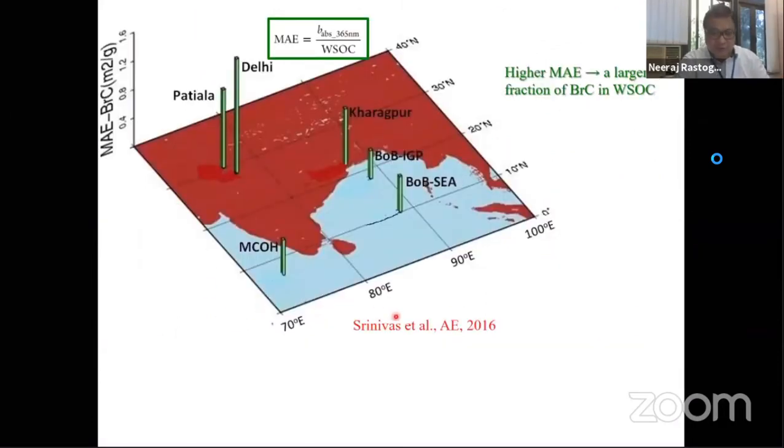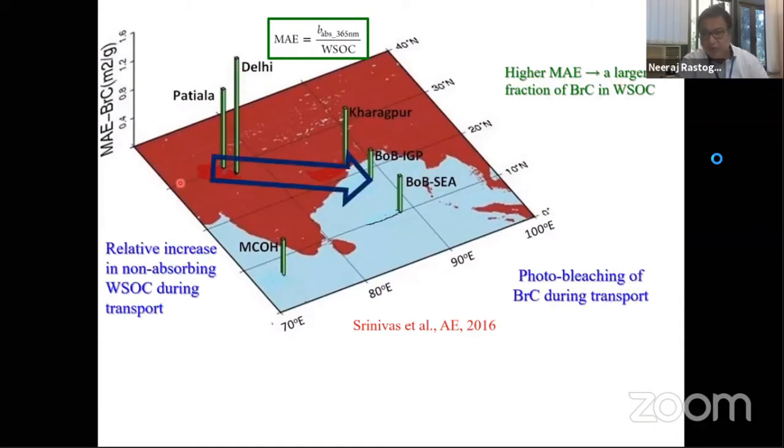So this is the plot from Srinivas et al. 2016, and here we plotted reported MAE values over different sites, all during winter. You remember that higher MAE means a larger fraction of BRC in WSOC. So here you have higher MAE, and as you go this side, it is decreasing. And we know that during winter time we have a wind pattern like this. So what we say is that there is a relative increase in non-absorbing WSOC during transport, and that is why MAE is decreasing. Or it could also be photo bleaching of BRC during transport.